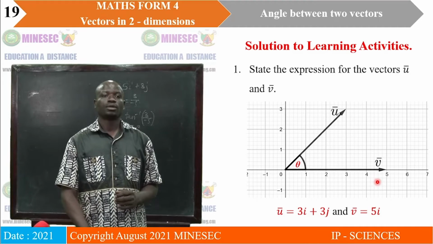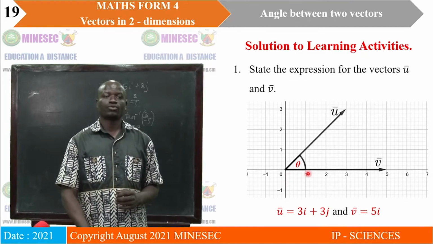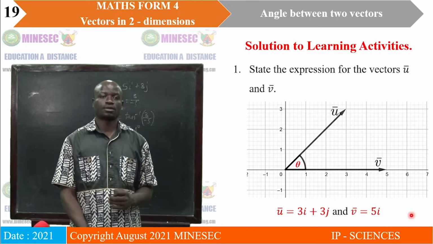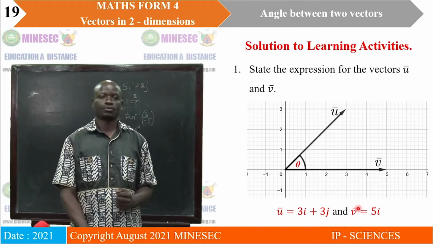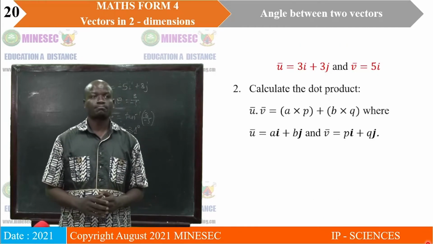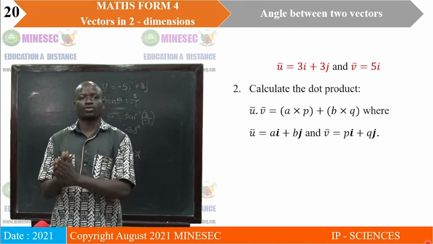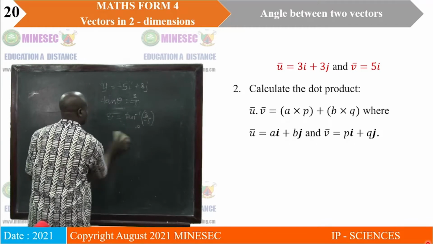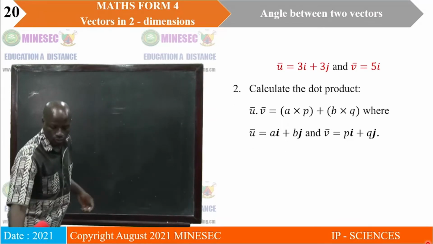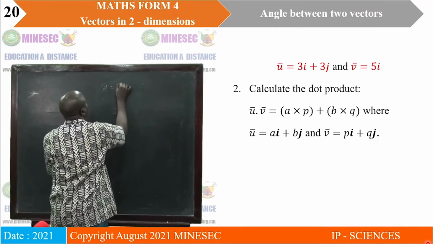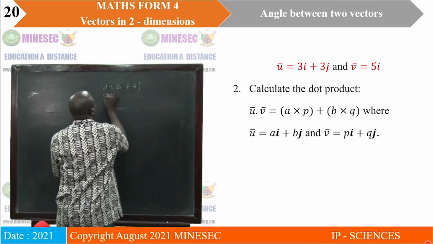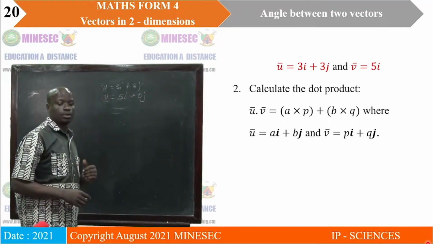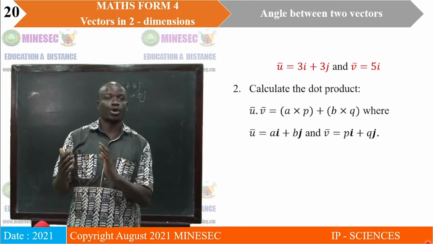while vector v leaves from the origin, is also a position vector, from the origin up to the point where we have 5. So it is only in the direction of the x-axis. The y component is 0 and it is 5i. So vector v is equal to 5i. Now, using vector u and vector v, let me write it out. Vector u is equal to 3i plus 3j, while vector v is equal to 5i, which can also be written as 5i plus 0j, because the head of vector v was at the point (5, 0).